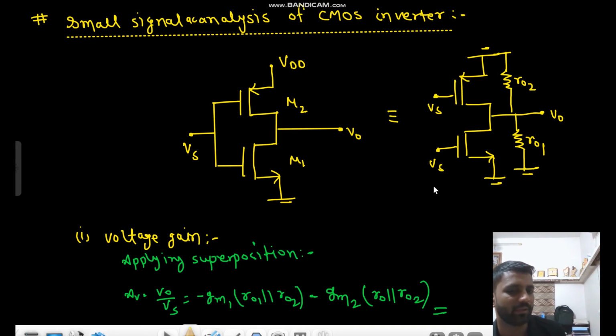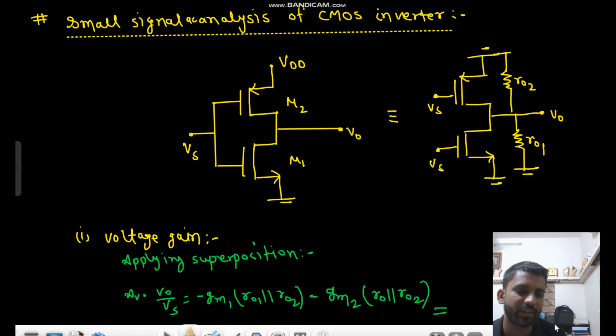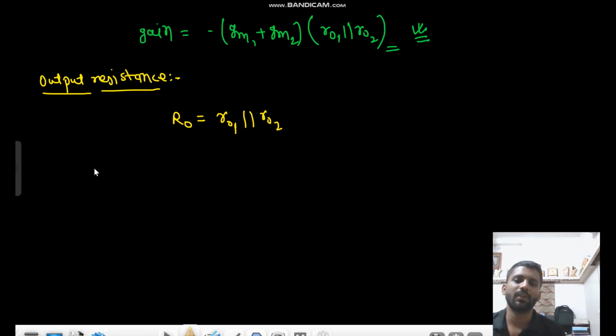This MOSFET will completely be gone. So what will remain? R01 parallel with R02. Right? Did you understand it? VS is gone, VSG is gone, VGS is gone, open circuited. From V0 to ground, what do we see? R01 and R02. So it is R01 parallel with R02.